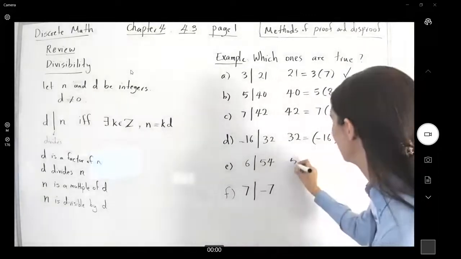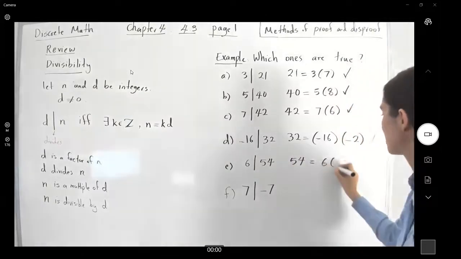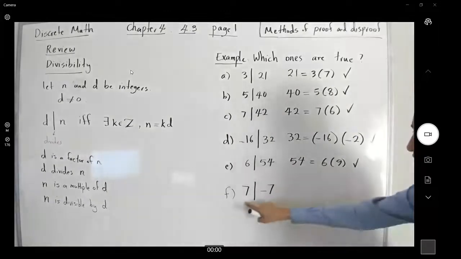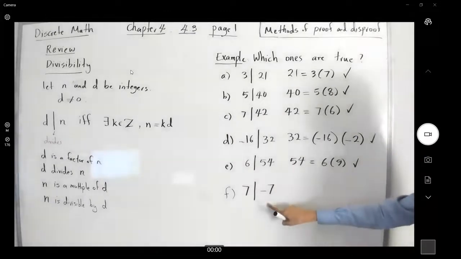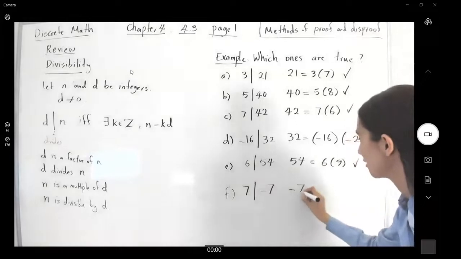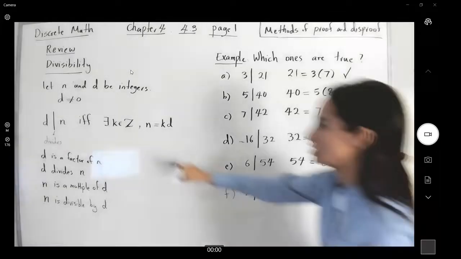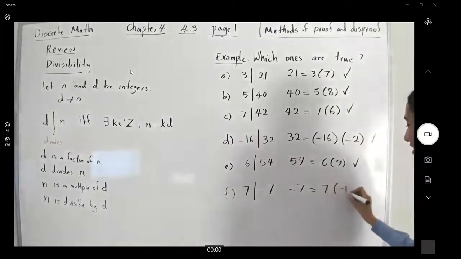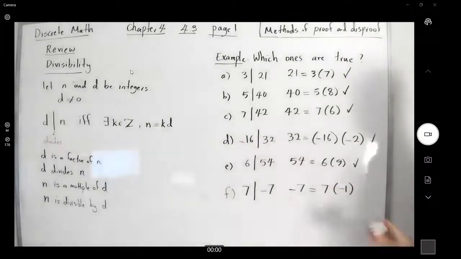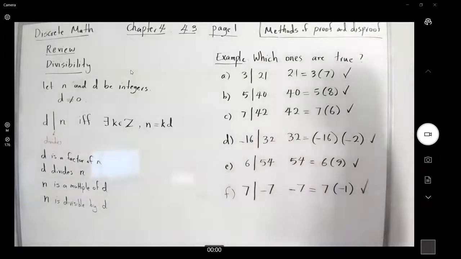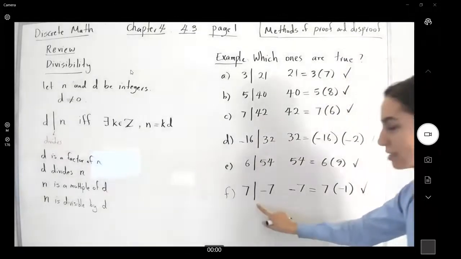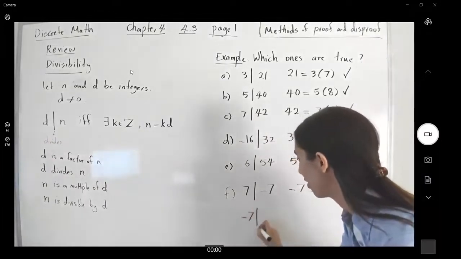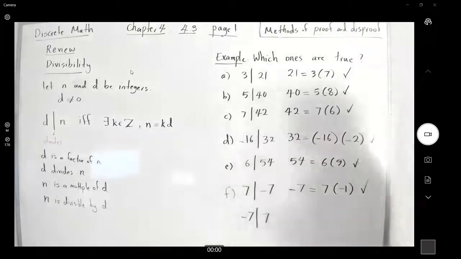What about this case? 54 is equal to 6 times 9. And here, we say D divides N if and only if we can find that integer K. What is that integer? It is minus 1. We found it. It's just right here. So note that 7 divides minus 7, and the negative number also divides 7 as well.